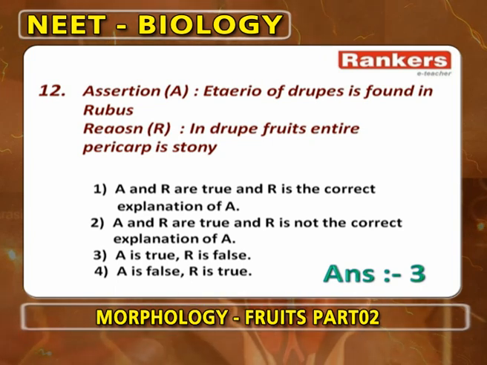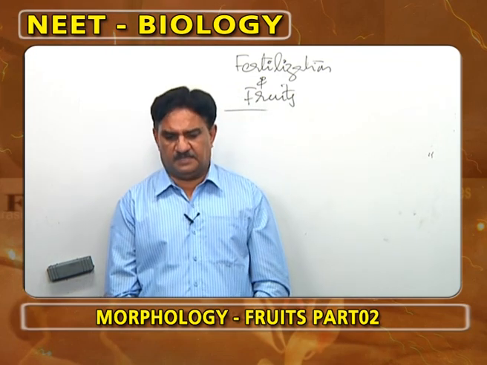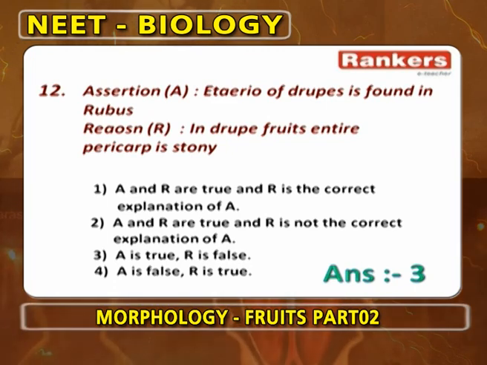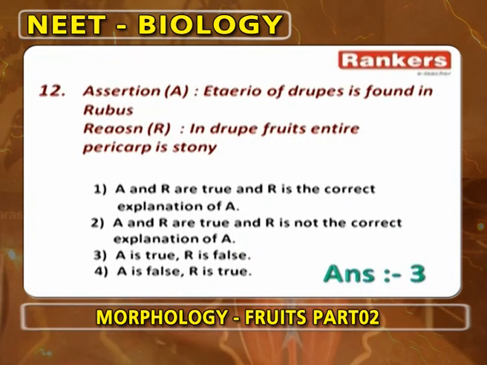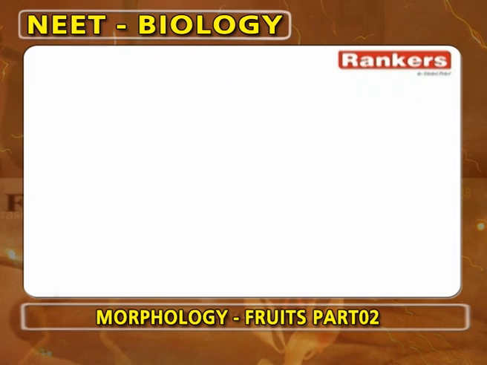Etaerio of drupes means every fruitlet formed in the aggregate fruit is a drupe in Rubus. In drupe fruits, "entire pericarp is stony" is wrong. Only the endocarp is stony. Hence, the answer is 3. A is true, R is false. Etaerio of drupes is found in Rubus is perfectly correct, but "the drupe's entire pericarp is stony" is wrong. Only the endocarp is stony.